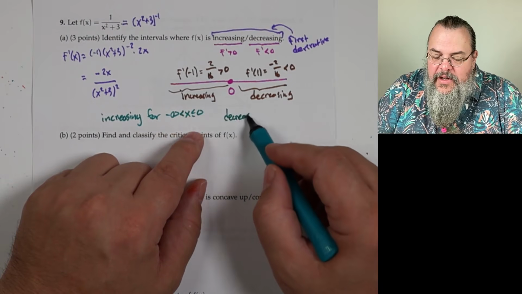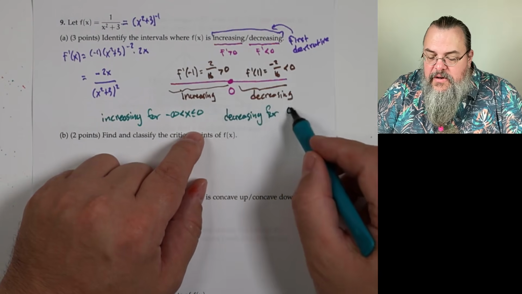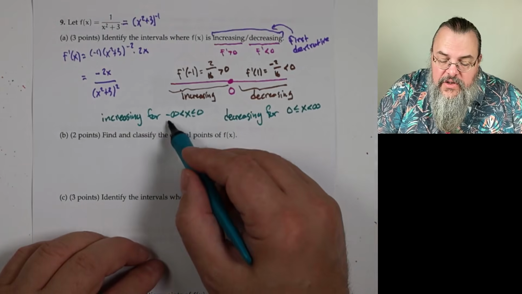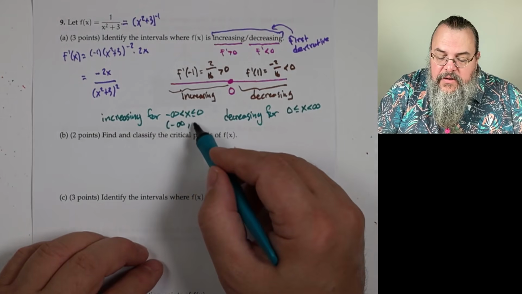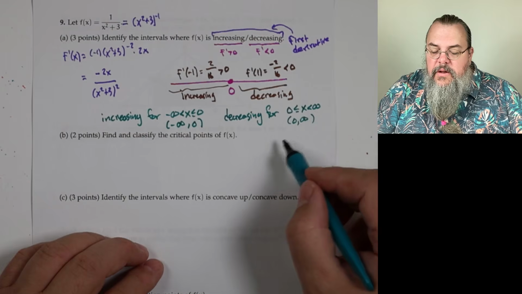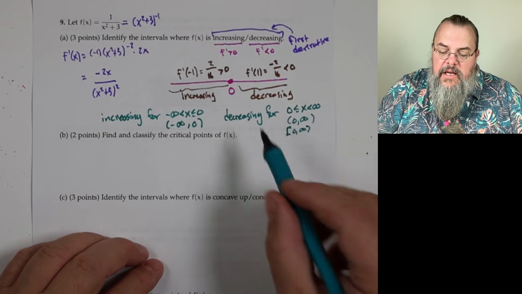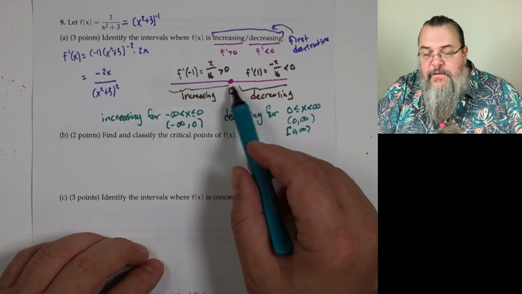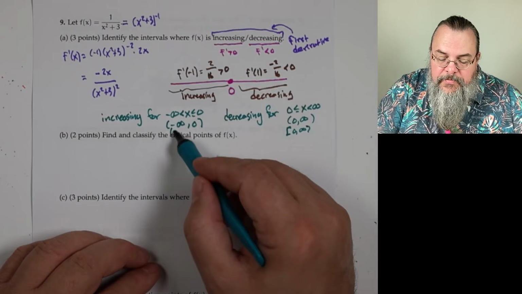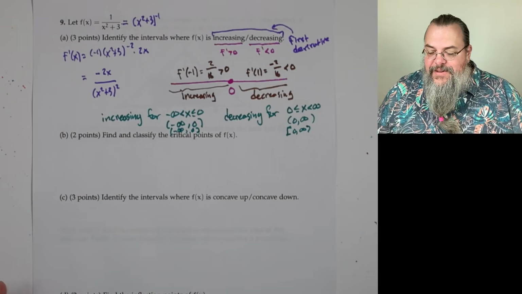Decreasing for 0 less than or equal to x less than infinity. Now, if you use other interval notation, like maybe you don't like including 0, that's fine. We would give you that as well. Whatever you like, as long as we understand it's the part starting from 0 and above, or the part just above 0. There are options here. But anyways, that's it. We definitely got the increasing and decreasing.